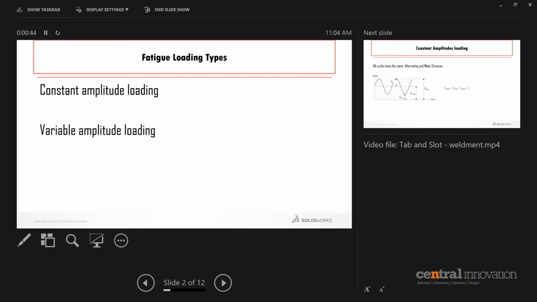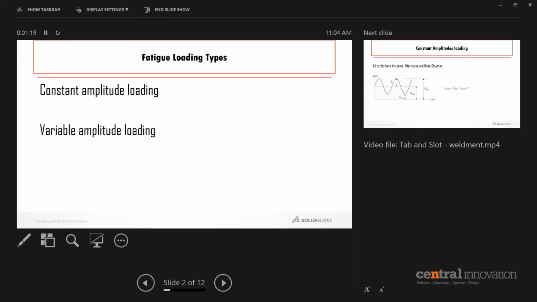Within the constant amplitude loading, the load doesn't vary. But within variable amplitude loading, the load is going to vary with time. A good example would be a vibration on a suspension system. To analyze a suspension system that is being vibrated, you need to do a variable amplitude loading fatigue analysis. Within this webinar, we're going to just talk about constant amplitude loading fatigue analysis.